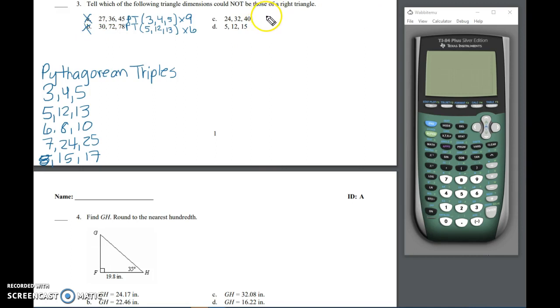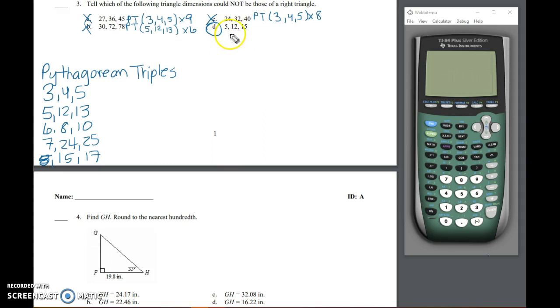Answer choice C. Nope, it's a triple. We went back to 3, 4, 5 times 8. So 8 times 3 is 24, 8 times 4 is 32, 8 times 5 is 40. That is a right triangle. Okay, well, we've already eliminated 3 out of the 4 answer choices, so it has to be D.